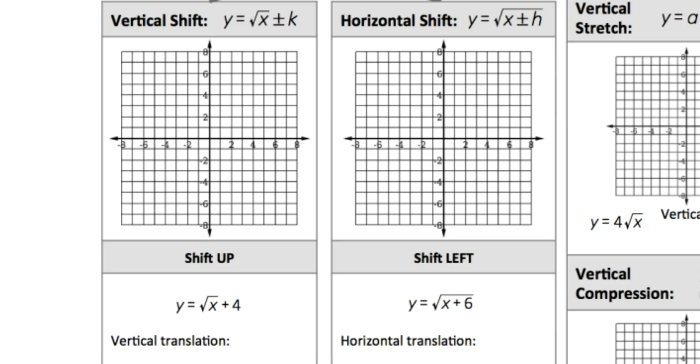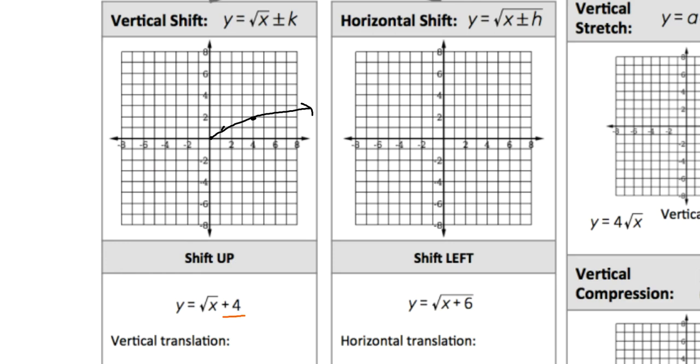Let's start with vertical shifts. So in a vertical shift, that means it's either going to shift up or down vertically. When we do that, remember our parent function, our most basic square root function, starts off something like this. So I'm going to put that on there just so we have that idea of what it looks like. Now we're going to transform it.